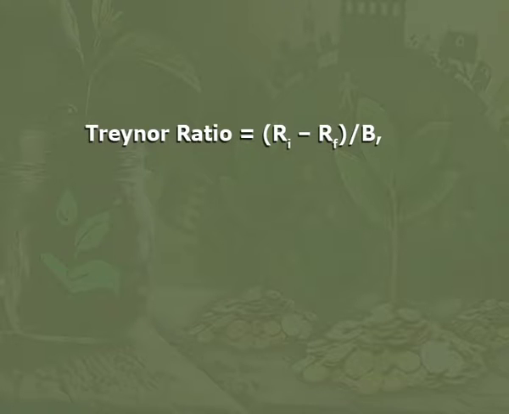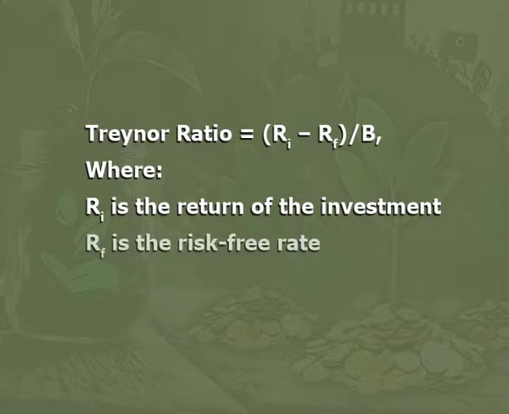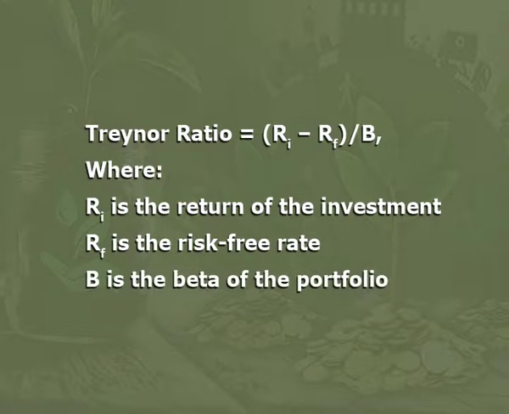The formula goes like this. Treynor ratio is equal to Ri minus Rf divided by beta, where Ri is the return of the investment, Rf is risk-free rate, and beta stands for beta of the portfolio.